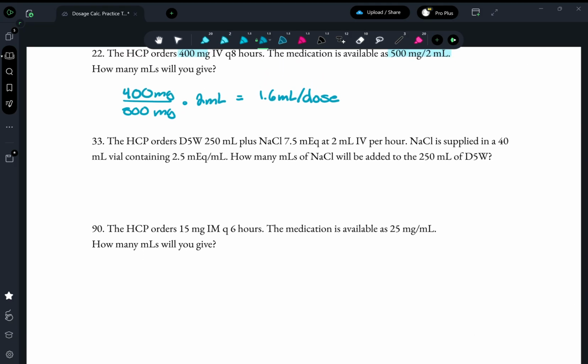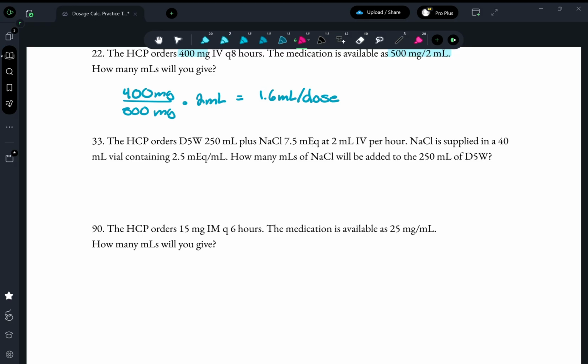Okay, last two for this chapter. These are the fun ones. So going now to page 305. This question has a lot of information on it. What do we actually care about? Well, first of all, we have D5W, 250 mLs, and we are adding sodium chloride to it. 7.5 MEQs at 2 mLs IV per hour. It is available as 40 mLs containing 2.5 MEQs per ml. How many mLs are we adding to the D5W?